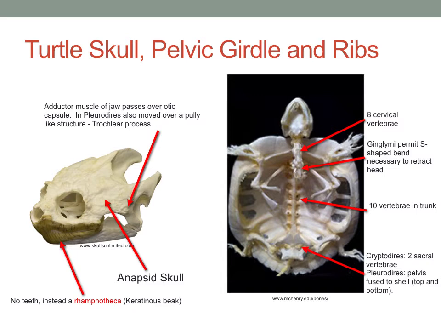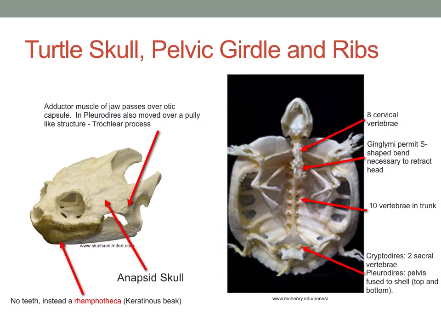In pleurodires, I'm going to get into what those are later, not only do they bring this adductor muscle up over the otic capsule, they have a special ridge called the trochlear process that enhances that power. That process makes their bite even more powerful.